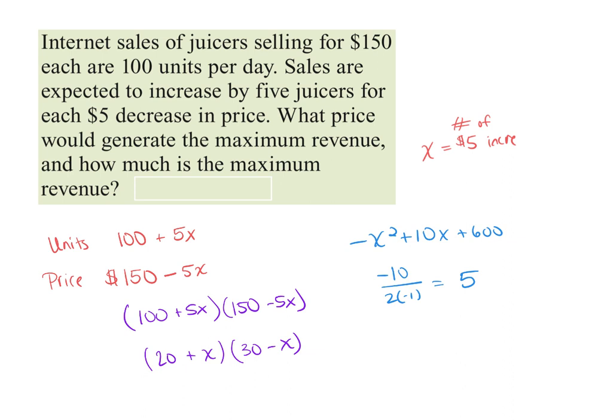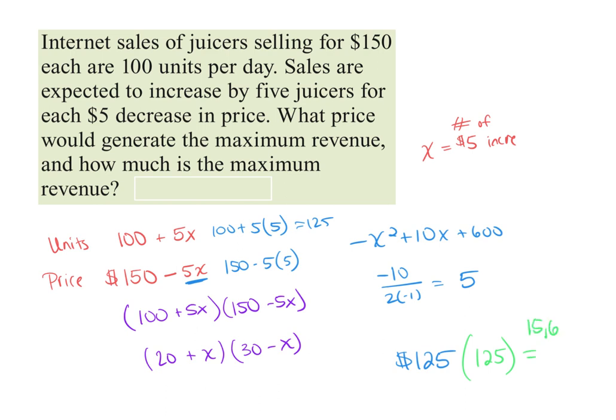So if they say, what price would that generate? Well, I'm just going to plug that in. So my price is going to be 150 minus 5 $5 increases. It's going to be 150 minus 25. My price is going to go to 125. All right. My number of sales is going to go 100 plus 5 times that number of increases that I did. So my sales are actually going to go up to 125. If I try to figure out what I made, well, I'm going to take what I'm selling it for by how many I sold, and I'm going to get how much I made.